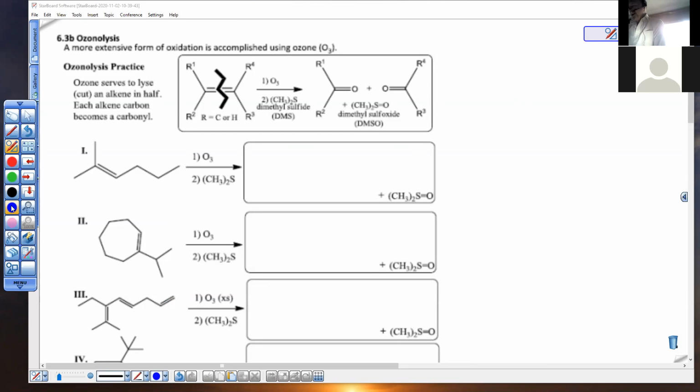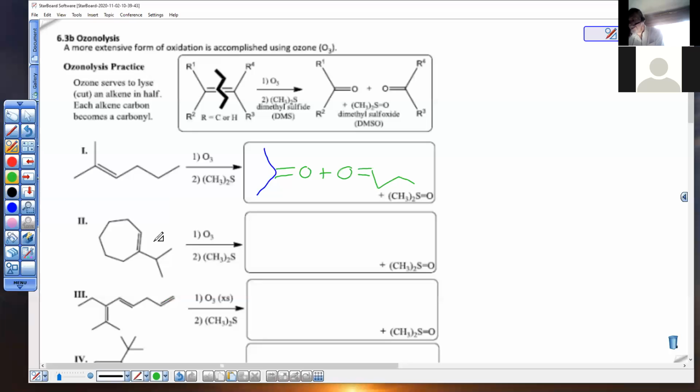Go straight into the box. Why not? You get a new double bond to oxygen. Get another product with a double bond to oxygen. And that's this carbon here. 1, 2, 3, 4. You need 4. You got 1, 2, 3, 4.